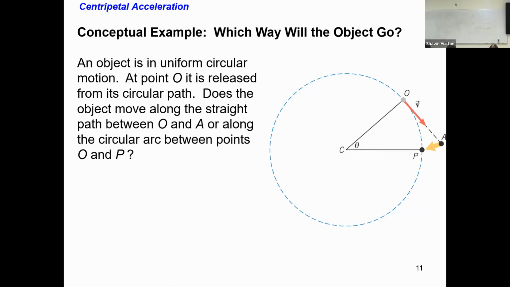All right. So yeah, you take away the thing that's causing the acceleration to happen, the string, and it's not going to move in a circular path anymore.